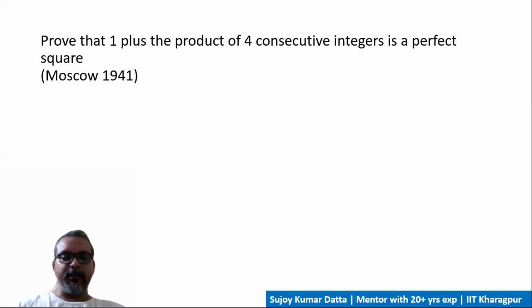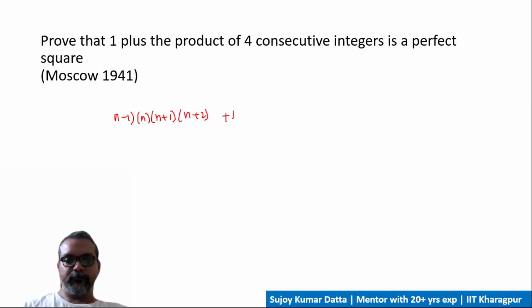We have to prove that 1 added to the product of 4 consecutive integers is a perfect square. Let's take the numbers to be n minus 2, n minus 1, n, and n plus 1. Now let's multiply these two, and multiply these two. So when you multiply these two, we get n squared plus 2n minus n, so plus n minus 2. And here n squared plus n.